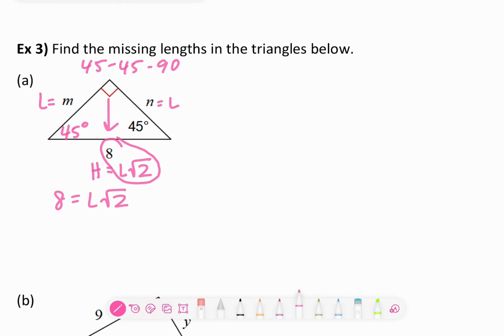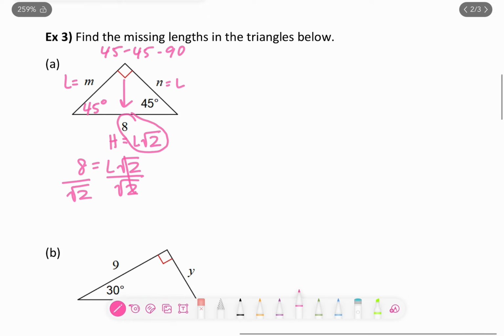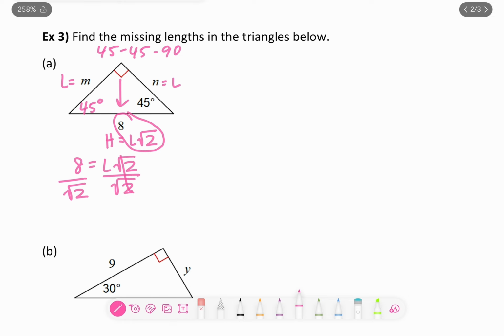Well, it's L times square root 2, so we're going to divide by square root 2 on both sides. Okay, but here's the thing about dividing by a square root of 2. Now I have a fraction with one whole number and one square root, and I can't have a square root in the denominator, okay? So we have to do something called rationalizing the denominator. This is something that doesn't happen a whole lot in geometry, but I want to show you how to do it, okay? So 8 over the square root of 2, that's the answer, so L is 8 over the square root of 2. But we can't leave a square root in the denominator.